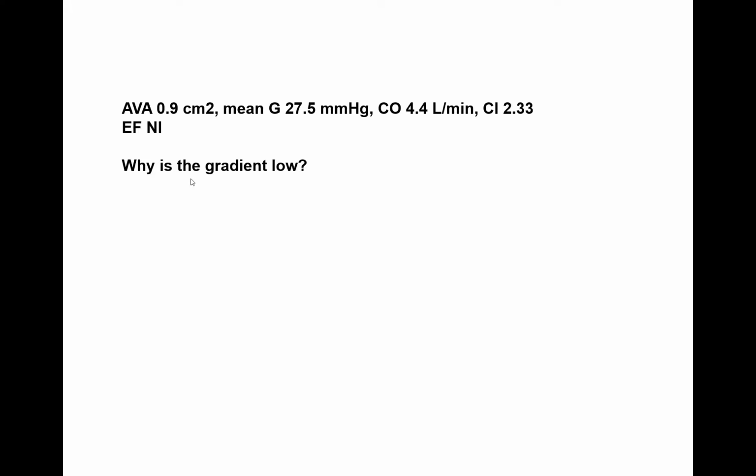So now the bigger question. We did the cath to avoid the shortcomings of echo. So here's what we have: aortic valve area 0.9, mean gradient 27.5, and cardiac output 4.4. Is this AS severe? That's the question. That's why we did this case. Is it severe?